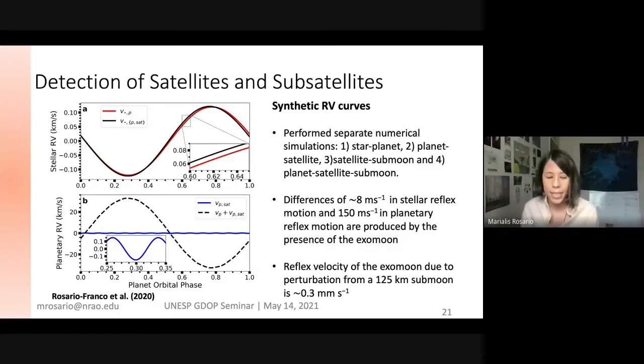So essentially, the total signal, including the contribution of the submoon, is not that different from the total signal that does not include the contribution of the submoon. So for this case, the contribution of the submoon is quite negligible.